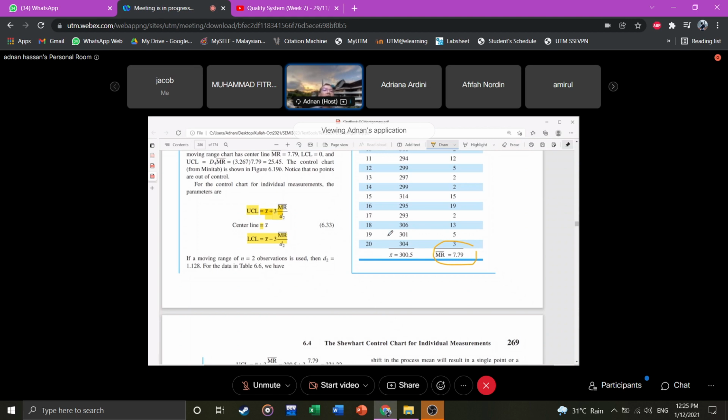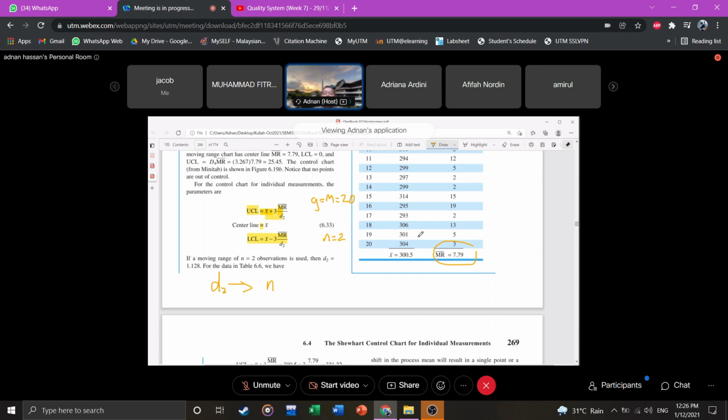Okay, I forgot to explain just now. In the case of D2, when we want to use D2, we need to know what the N value is. In our case, don't confuse, the N value is not this 20. This 20 is basically the subgroup number. I think your book uses M, or sometimes I use G for subgroup. Okay, M is 20. Or if you use G as subgroup, it means G is 20. So the N in this case is equal to 2. Okay, so we use D2 taken from the table.